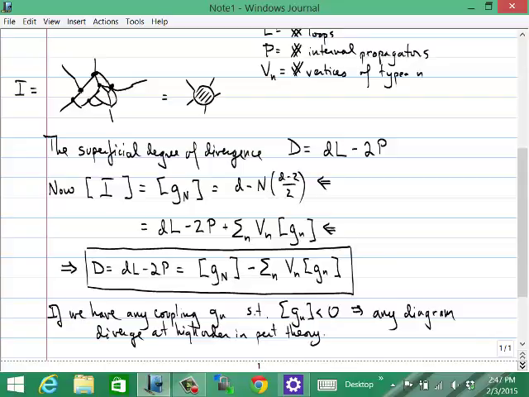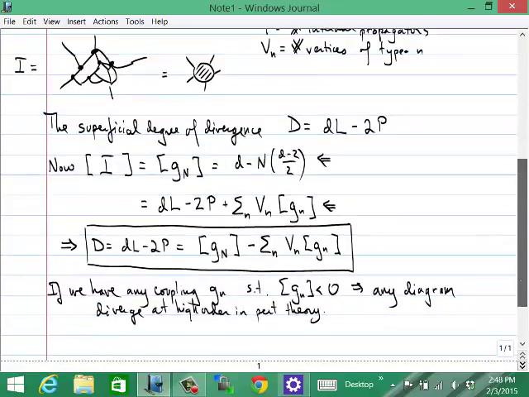Why is that? Well, let's say we're studying the 5-point vertex up above, but we have a G sub n which is negative. Then that means that if you look at very high order in perturbation theory, you'll have a lot of vertices V sub n, and this quantity D is eventually going to become very large and positive. So at high order in perturbation theory, any diagram at sufficiently high order will be divergent. Okay. And so that means that the theory is non-renormalizable.